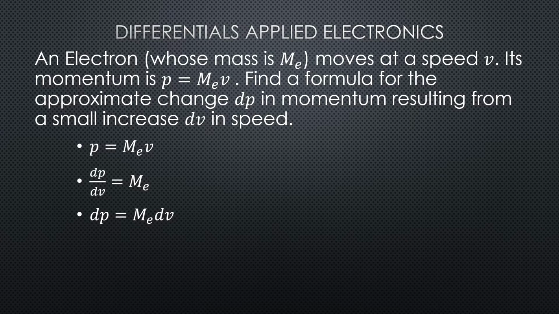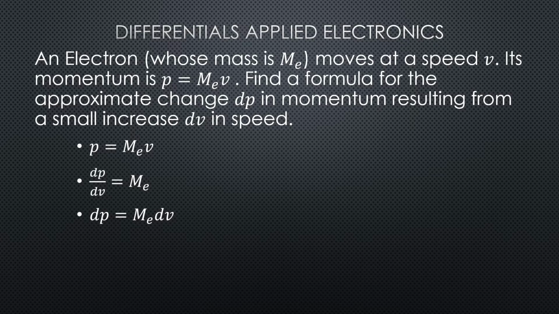Right, here's our question. An electron whose mass is me moves at a speed of v. Its momentum is P equals mass times v, or mass times speed. Find the formula for the approximate change in momentum, dp, resulting from a small increase dv in speed. Okay, so we've got our original formula, P equals the mass times the speed.